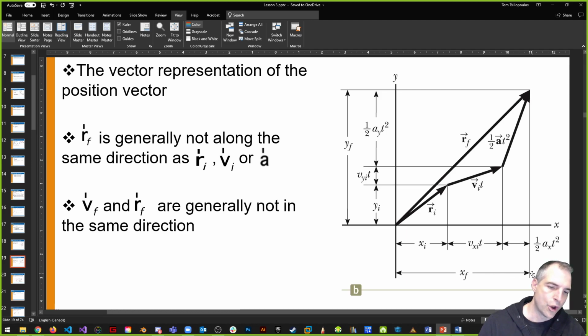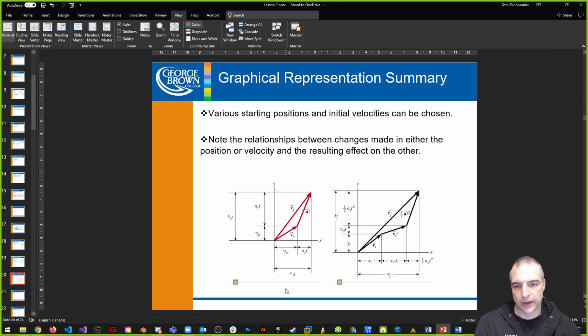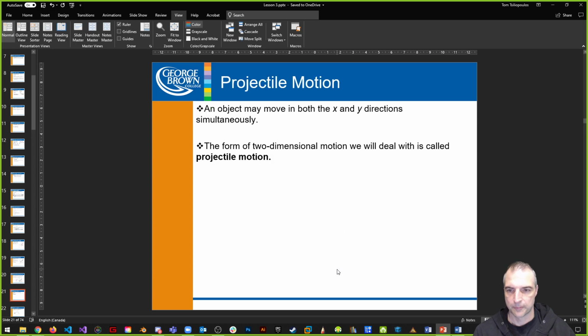And the answer is no. There is no acceleration on the x-axis typically. So you wouldn't get any change here, but you would normally get a change with acceleration on the y-axis, and it typically wouldn't look like this. It would look like it's in a different direction, okay? Down. All right. Various starting positions and initial velocities can be chosen, and note the relationships between each change made in either position and velocity, resulting in the effect that they have on each other. So this is the velocity and acceleration, and you can see how this part right here is kind of a subset, which looks like something over here. There's a relationship.